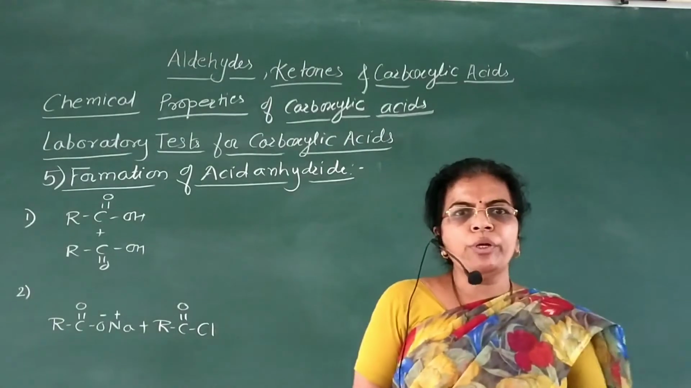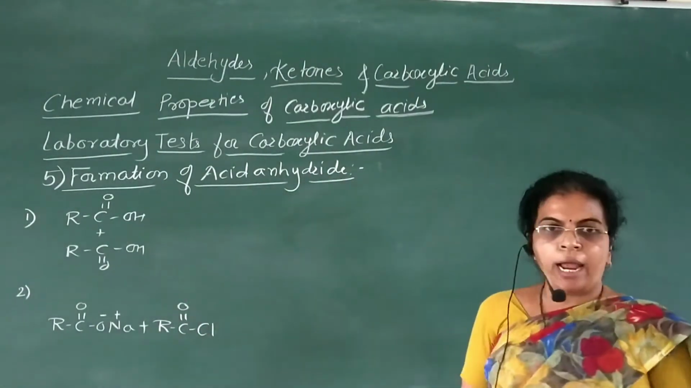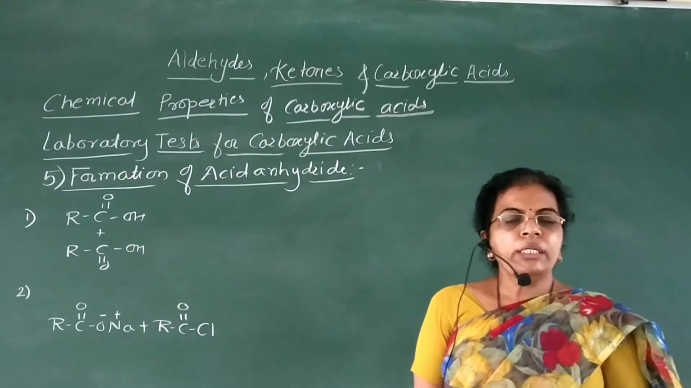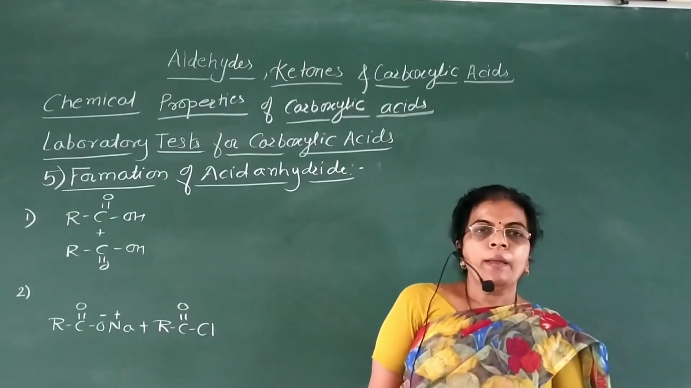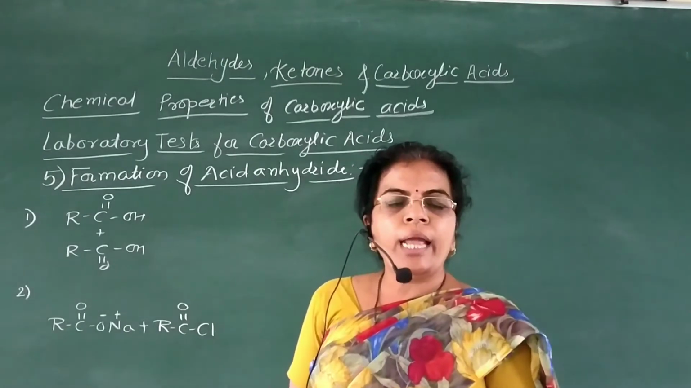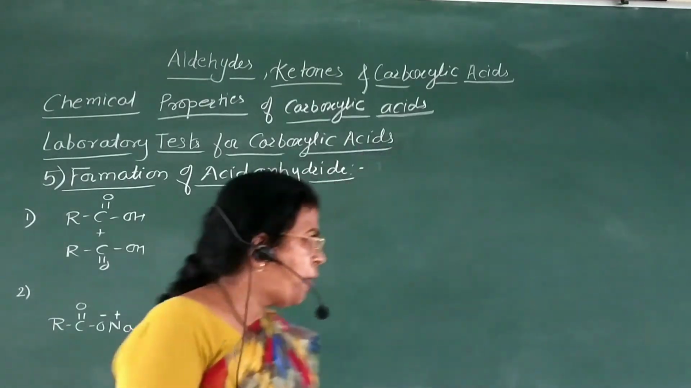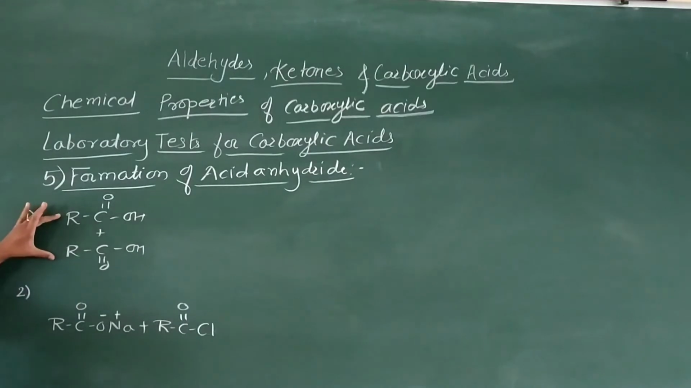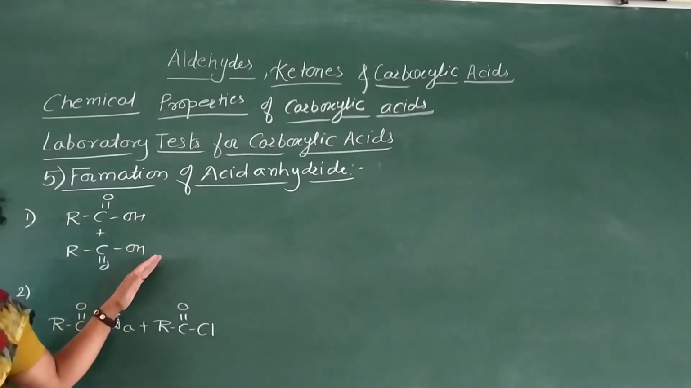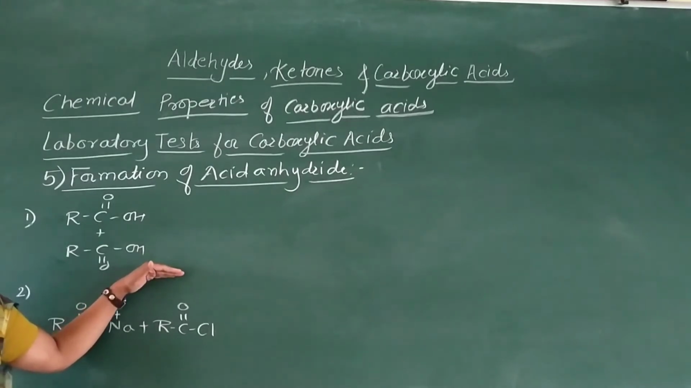Now the next reaction we are going to see is the formation of acid anhydride. Here this acid anhydride can be obtained by the intermolecular dehydration of carboxylic acid. Now this is carboxylic acid. Two molecules of this carboxylic acid are taken, and when these two molecules are treated with strong dehydrating agents like phosphorus pentoxide or concentrated H2SO4, then they undergo intermolecular dehydration to give acid anhydride.